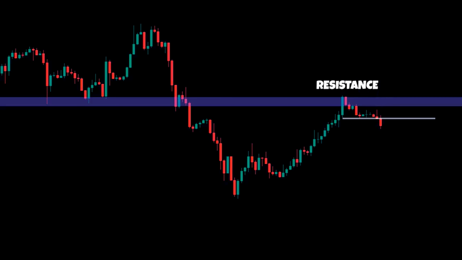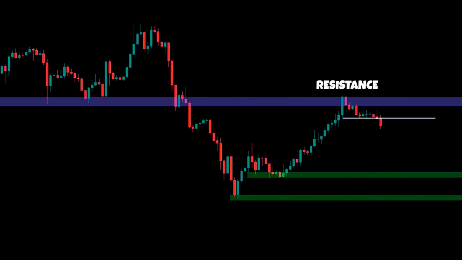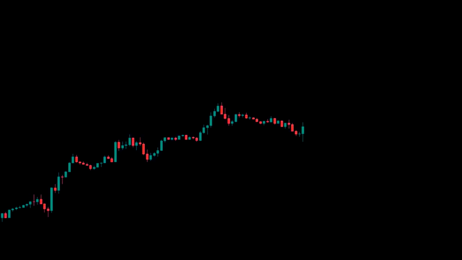Overall, the market is in a downtrend, so we are trading with the trend. If we enter a trade here, then according to the structure, our target would be down here. We hope this simple example is clear to you. Now let's look at the next example.